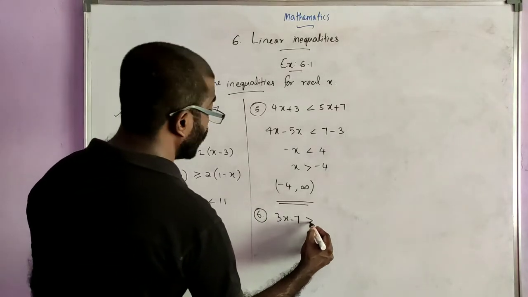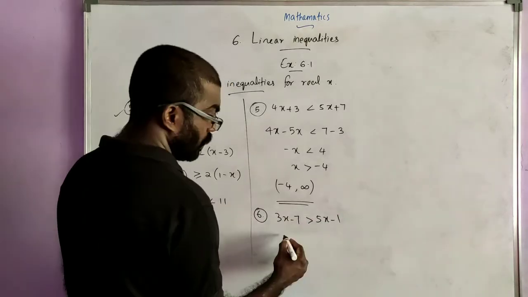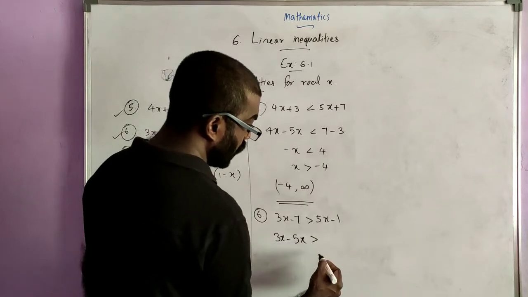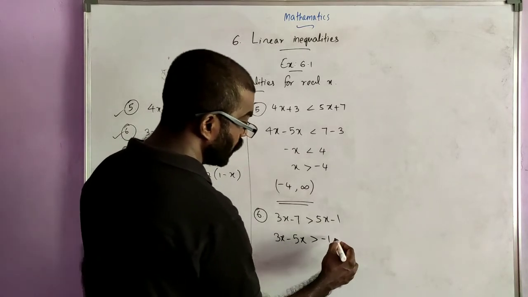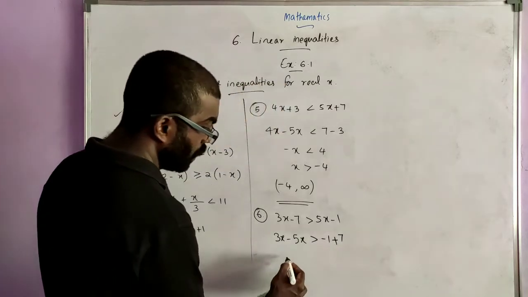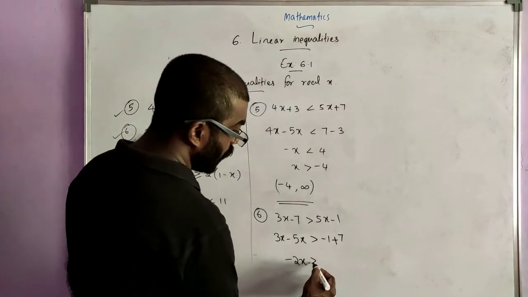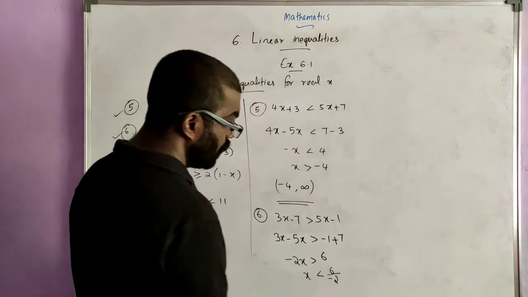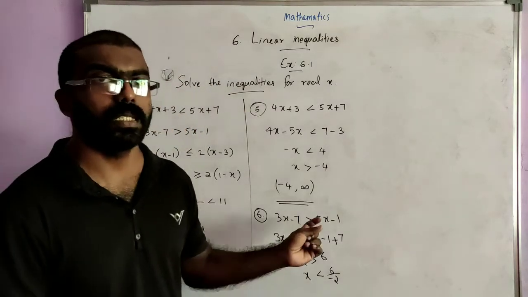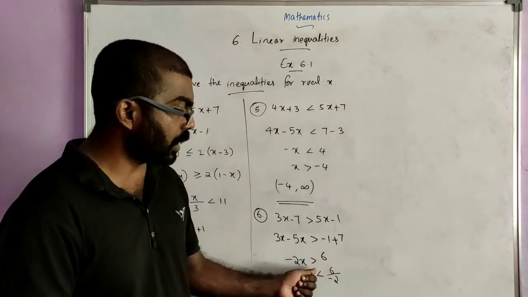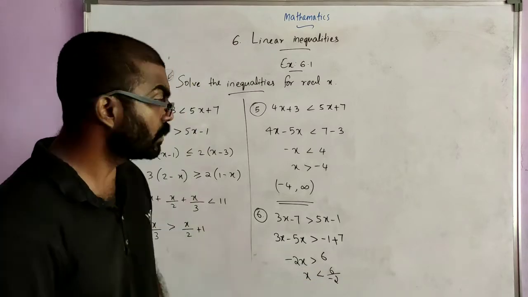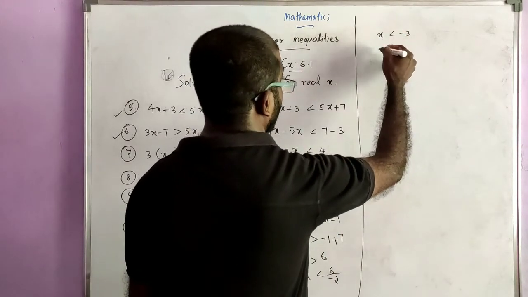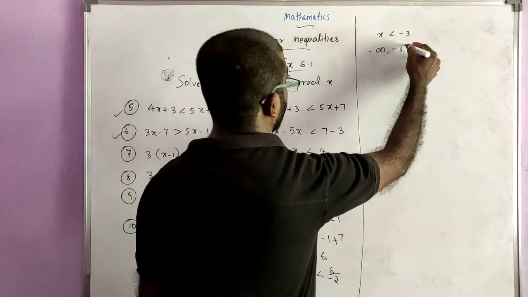Then the next one is 3x minus 7 greater than 5x minus 1. So first we can take 5x to the left side: 3x minus 5x greater than minus 1, then minus 7 comes to the right side, it becomes plus 7. That is minus 2x is greater than 6, or x is less than 6 by minus 2. On dividing by a negative number, we have to change the sign of the inequality. So greater than sign becomes less than. That is x is less than minus 3. So the solution is minus infinity comma minus 3.